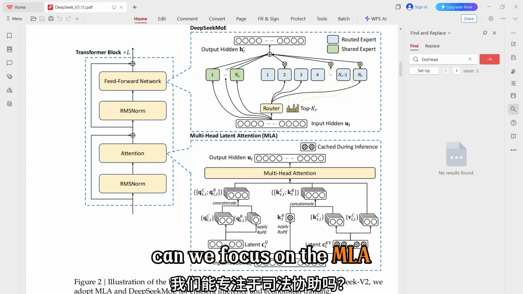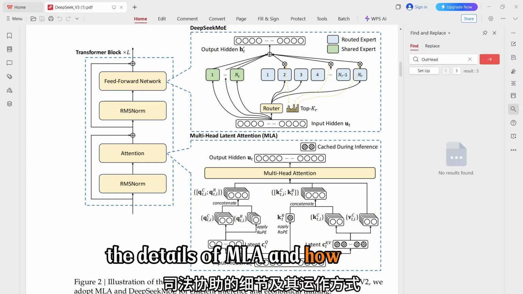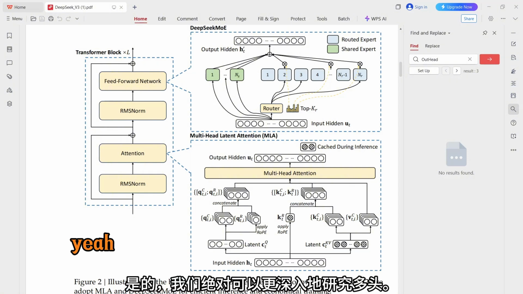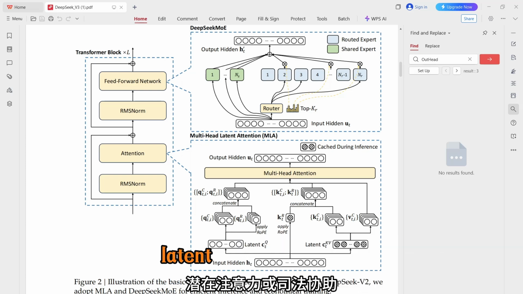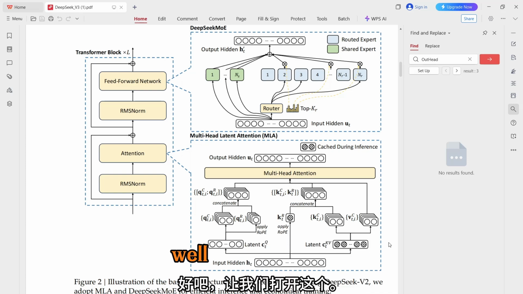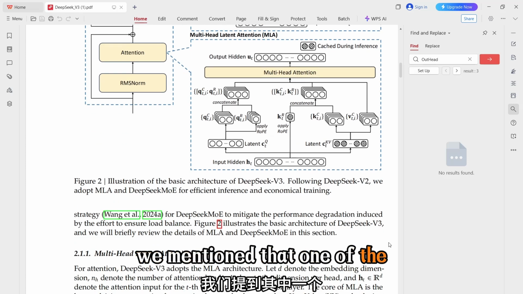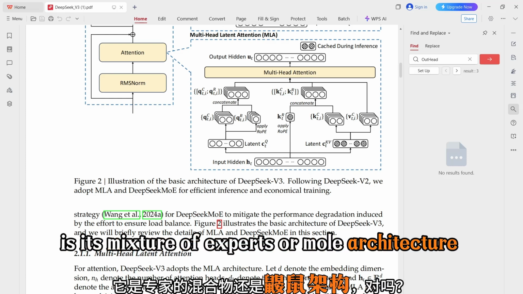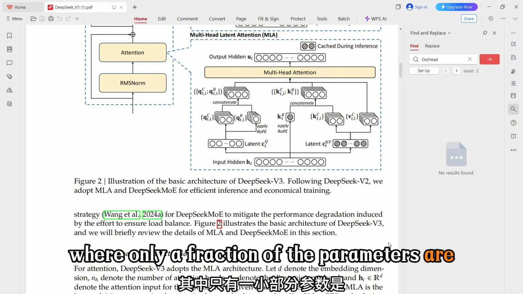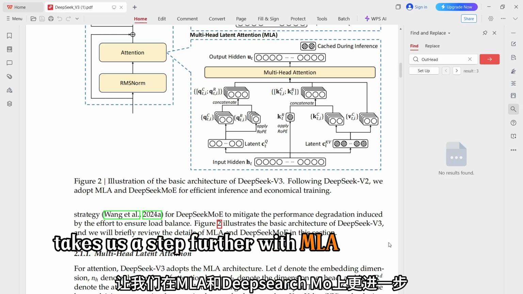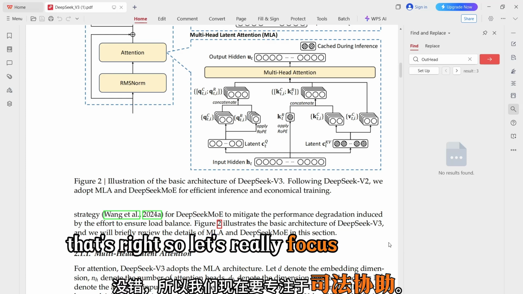Can we focus on the MLA, the details of the MLA and how it works? Absolutely. That's a great idea. We can definitely dive deeper into the multi-head latent attention, or MLA. So you're curious about the nuts and bolts of MLA. Well, let's unpack this. We mentioned that one of the keys to DeepSeek V3's efficiency is its mixture of experts, or MoE architecture, where only a fraction of the parameters are activated for each token. And DeepSeek V3 takes us a step further with MLA and DeepSeekMoE. So let's really focus on MLA right now.